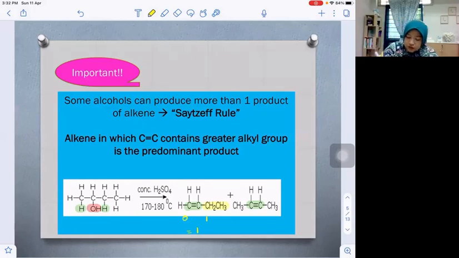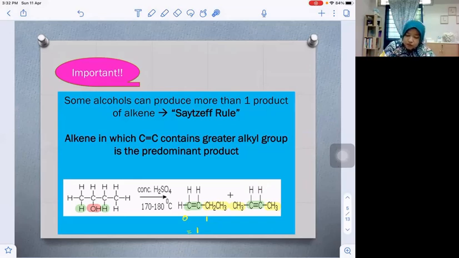Then let's look at the second one. That is our carbon-carbon double bond. Look at the alkyl group attached to the first carbon of the double bond. It has 1 methyl group. The same goes for the other carbon. It also has 1 methyl group attached to it, and then a hydrogen.